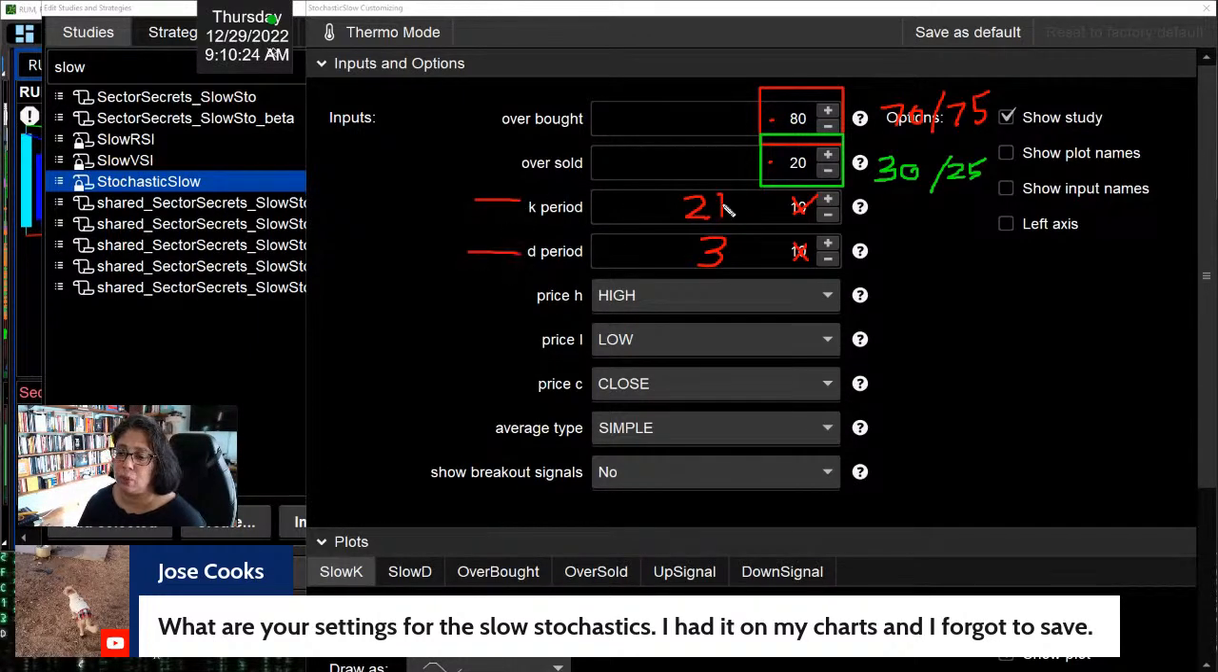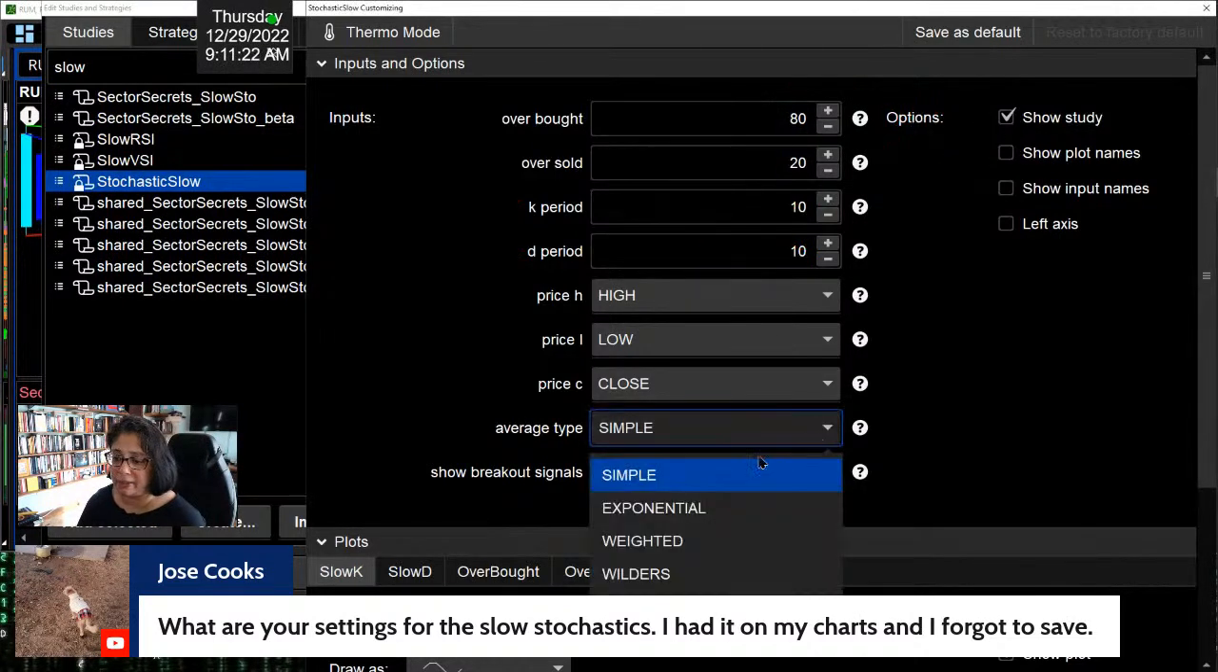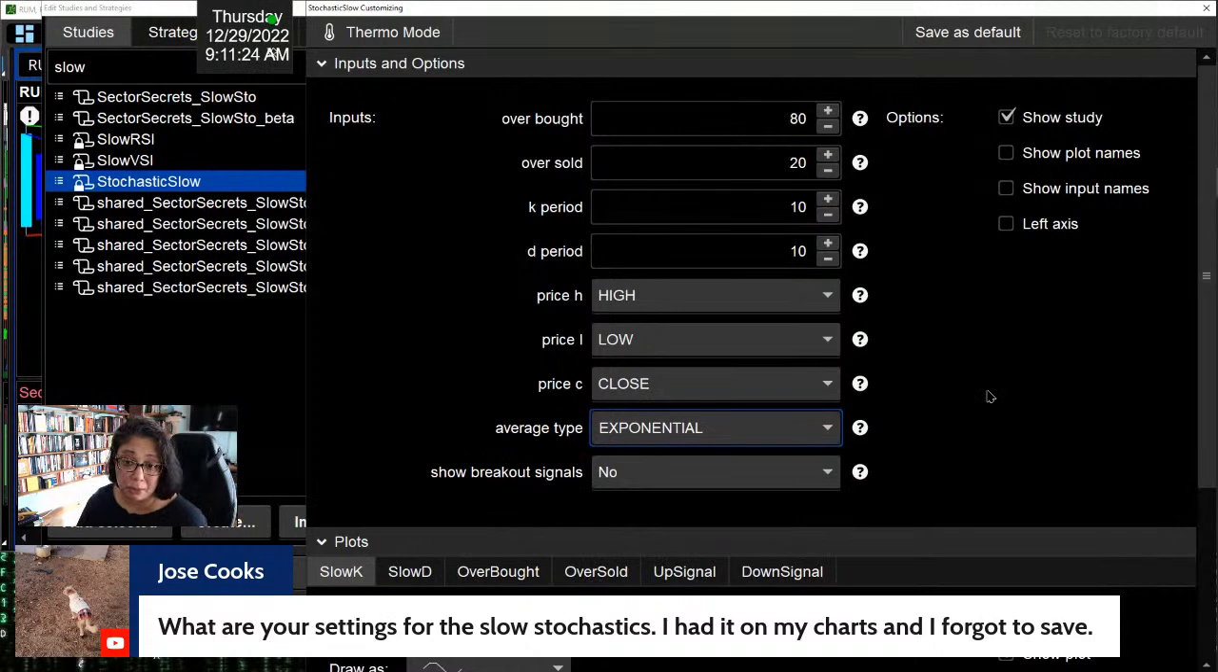There's your D. So it's a 21K 3D. One thing that I also like to do is make this exponential. I use exponential moving averages, and my stochastic is going to be no different. This means that more recent price action is weighted heavier. I'm a big believer in that recency bias.